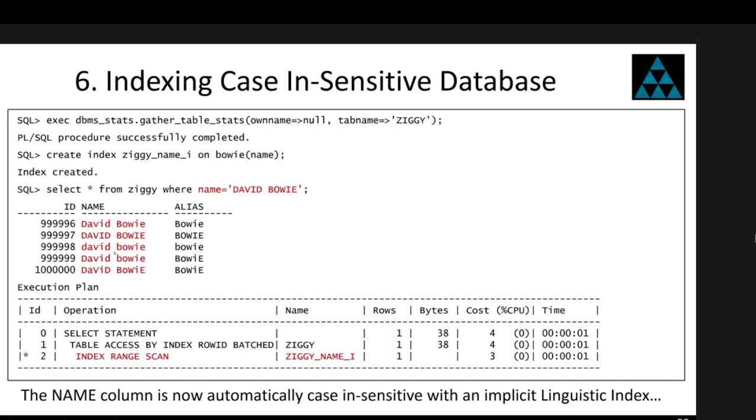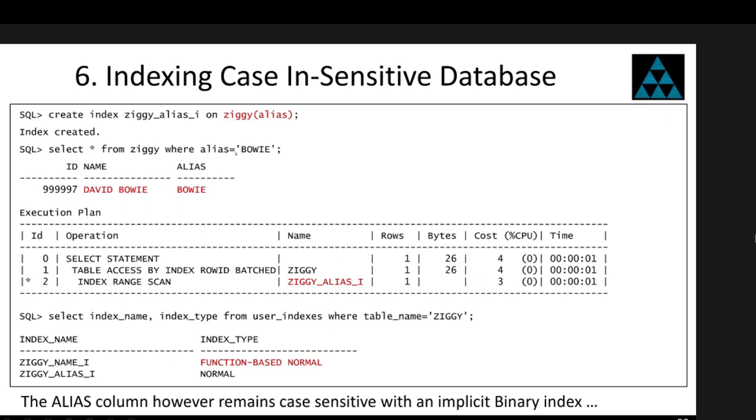Beautiful. But for alias, I want it to be binary. So when I create its index, it's a binary index. When I do its comparison, it's a binary comparison, and I can do it. And that way I can have the best of both worlds within the same table, within the same schema, within the same database. I've got much more flexibility.